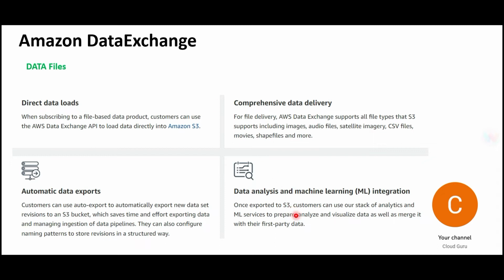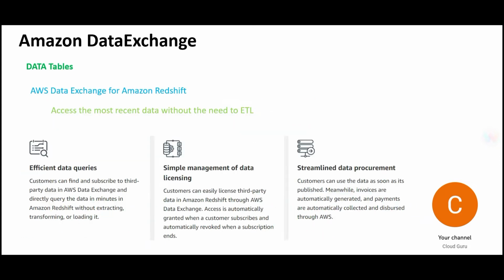So what happens once you get this data in S3? Once you get this data in S3, you can have ML integration through maybe SageMaker or a wide stack of analytics and ML services. You can use Athena, you can use QuickSight, you can use Grafana, and so on. Plus, there is also one additional beauty. You can get those data sets in tables. How?